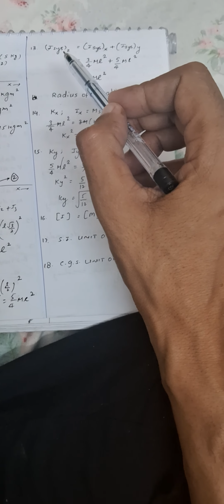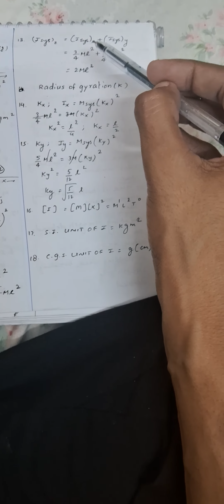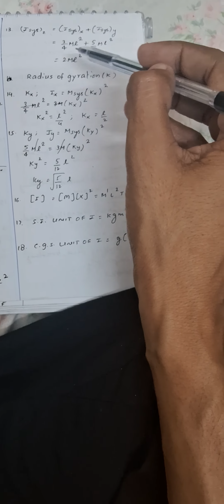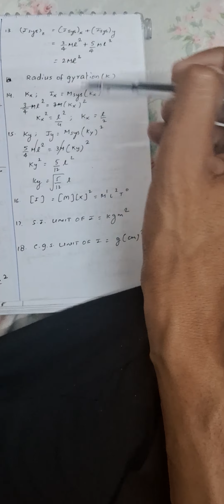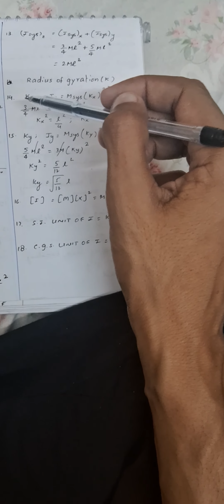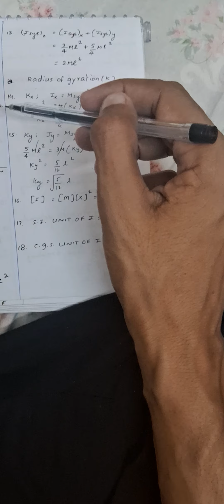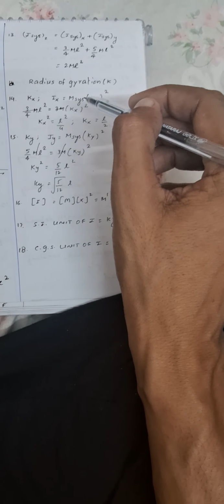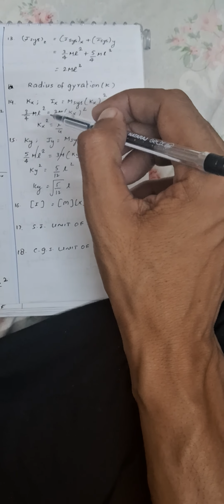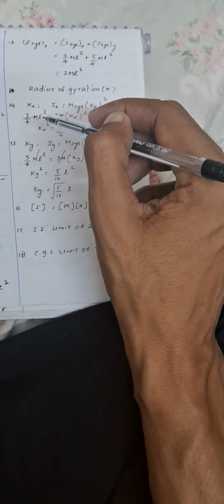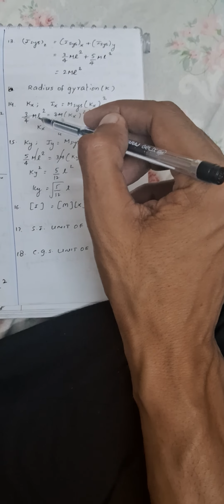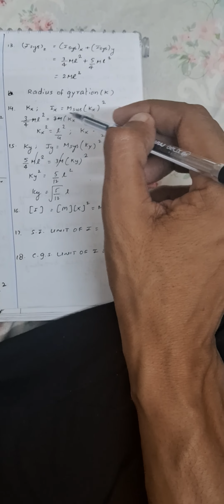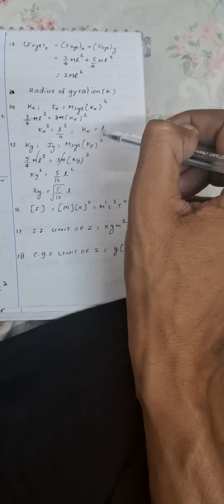Next we need to find the moment of inertia of the system about the z-axis, which is the moment of inertia about the x-axis plus the moment of inertia of the system about the y-axis. If we add these two, we get 2 ml square. Next is about the radius of gyration. For the radius of gyration about the x-axis, we have Ix as m system into kx square. On substituting the values of Ix as 3 by 4 ml square and mass of the system as 3m, we have kx equal to L by 2.